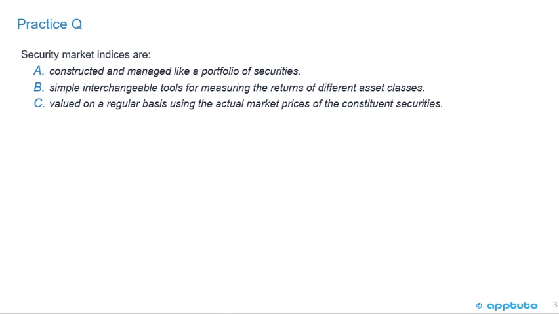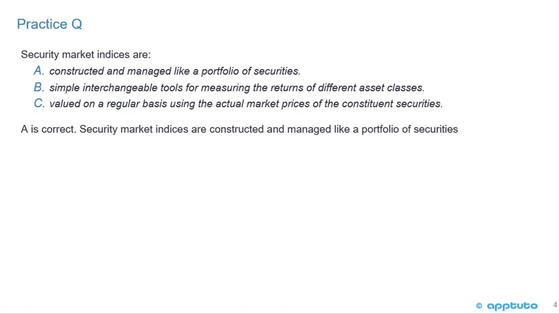Practice question here. Security market indices are A, constructed and managed like a portfolio of securities, B, simple interchangeable tools for measuring the returns of different asset classes, or C, valued on a regular basis using the actual market prices of the constituent securities. So you can see a fairly easy question based on the first slide that we saw. A is correct. Security market indices are constructed and managed like a portfolio of securities. That was the very first point.